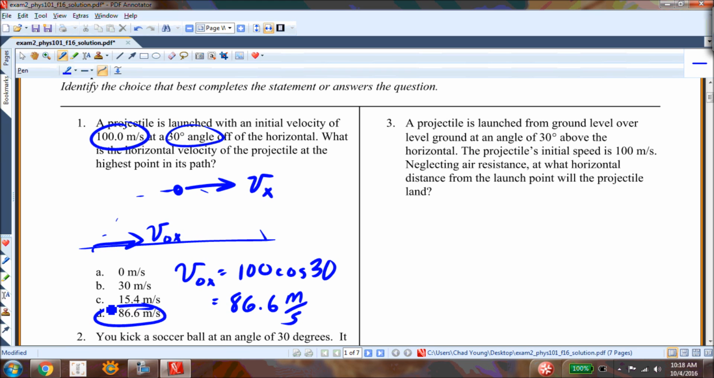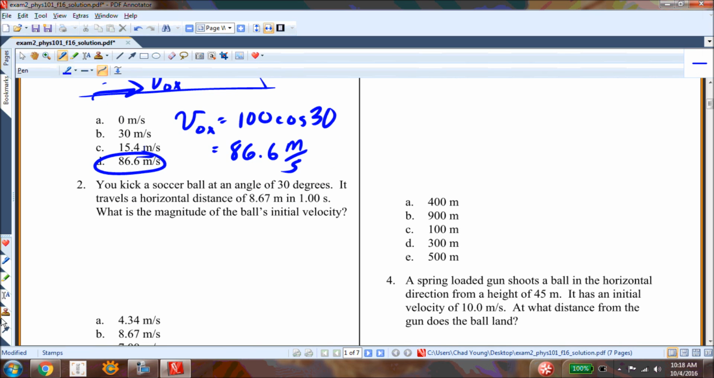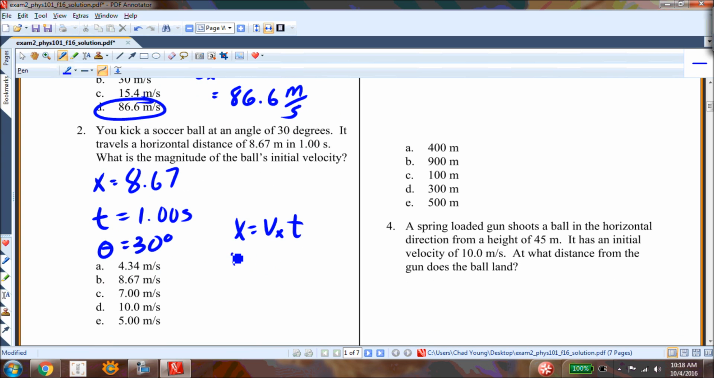So D. You kick a soccer ball at an angle of 30 degrees. It travels a horizontal distance of 8.67 meters in 1 second. What is the magnitude of the ball's initial velocity? So I have x is 8.67, t is 1 second, and I know theta is 30 degrees. I want to know what is the magnitude of the ball's initial velocity. Well, x is equal to Vx times t. And so I can solve now for Vx. It's just going to be x divided by t, and that's going to be 8.67 over 1. So it's 8.67 meters per second.